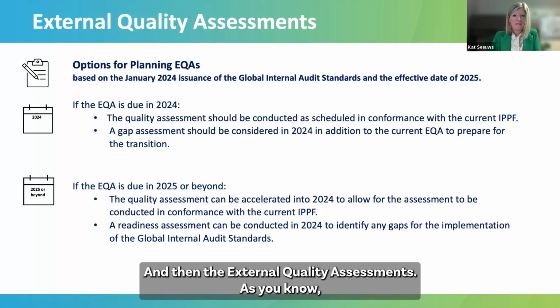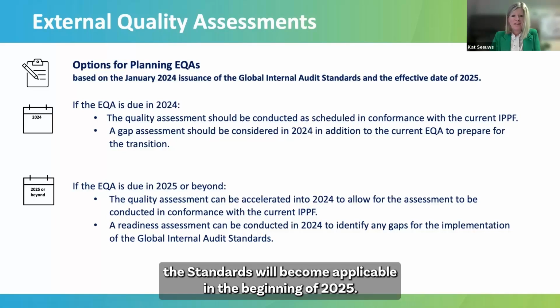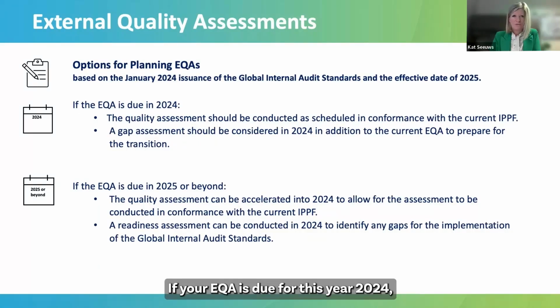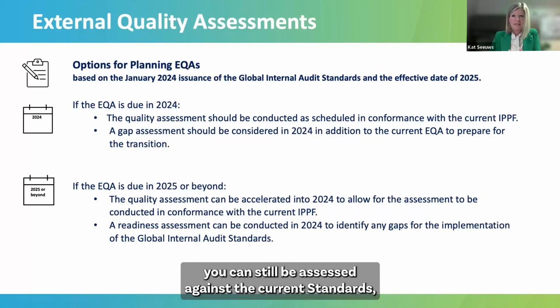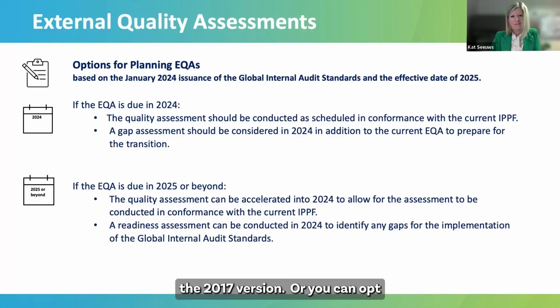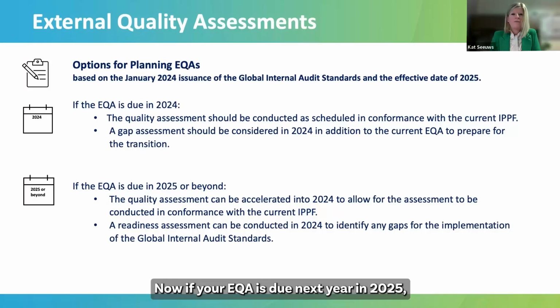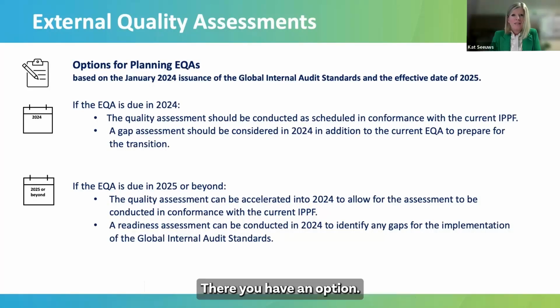And then the external quality assessments. As you know, the standards will become applicable in the beginning of 2025. So actually, there are two scenarios now on the table. If your EQA is due for this year, 2024, you can still be assessed against the current standards, the 2017 version. Or you can opt to be assessed against the new Global Internal Audit Standards. Now, if your EQA is due next year in 2025, then the new standards will be applicable. There you have an option.